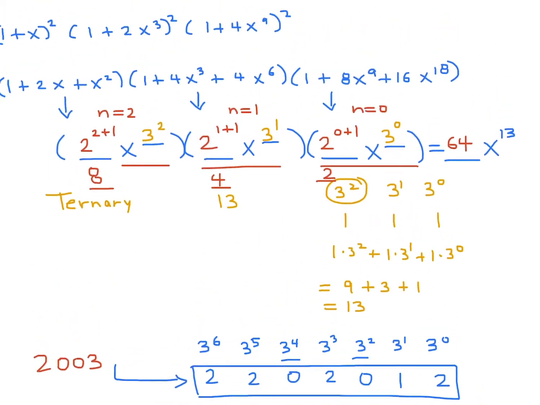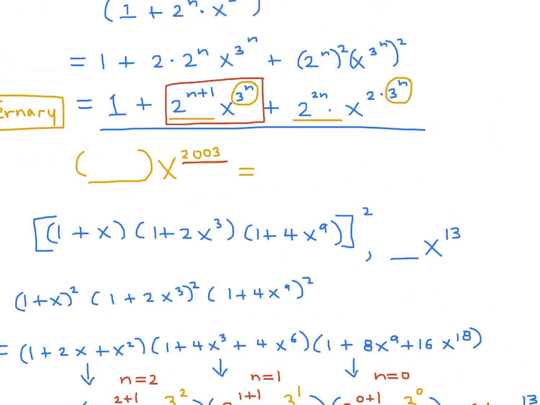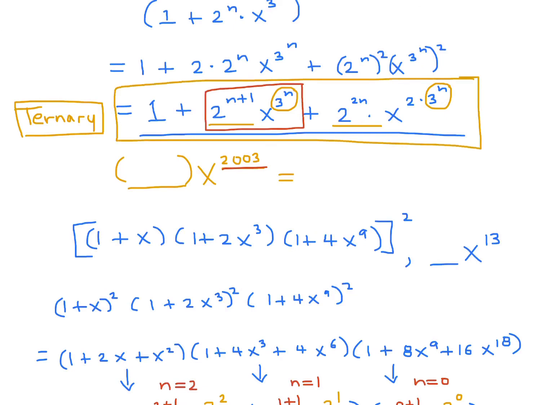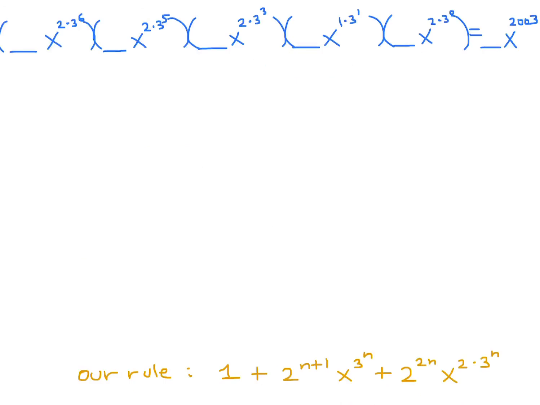Remember, our general rule was up here. Right here. This guy right here. So I'm going to bring that down into the bottom. All right, here we go. So our first one is x to the power of 2 times 3 to the 6.